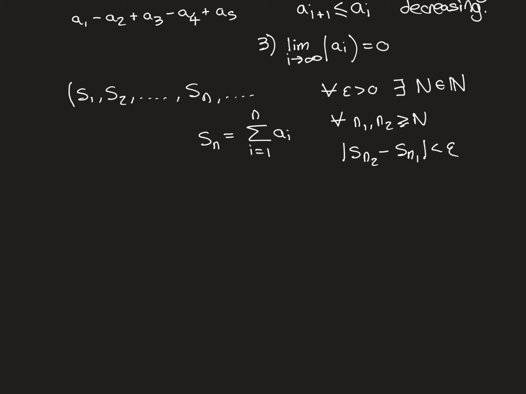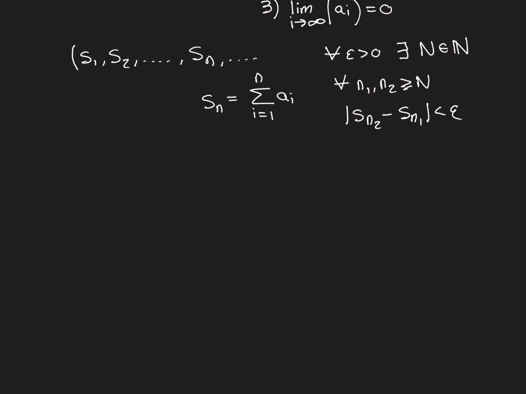Now, in terms of what this means for sequences of partial sums, well, one of the n1 and the n2 is going to be the larger of the two. So let's assume that n2 is the bigger one. Then, if we think about what the difference between Sn1 and Sn2 is equal to, that's just going to be the absolute value of the sum from i equals n1 plus 1 to n2 of the terms of the series.